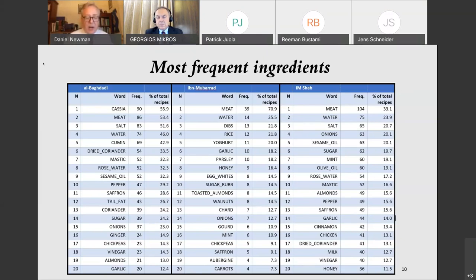However, while it does not contain the more expensive mastic or sesame oil, it does have all the ingredients such as almonds, walnuts, and saffron, which would not have been within the reach of the poor.